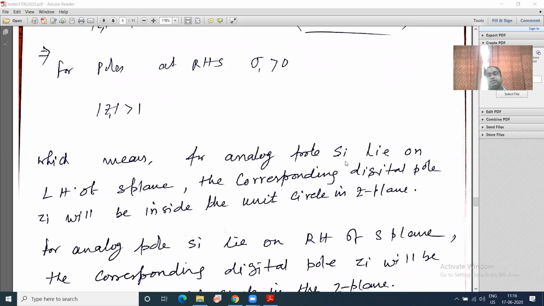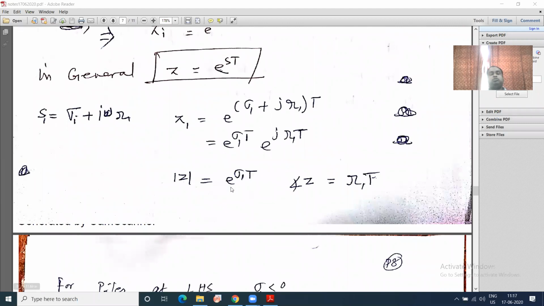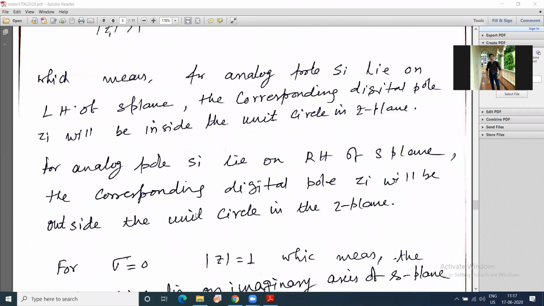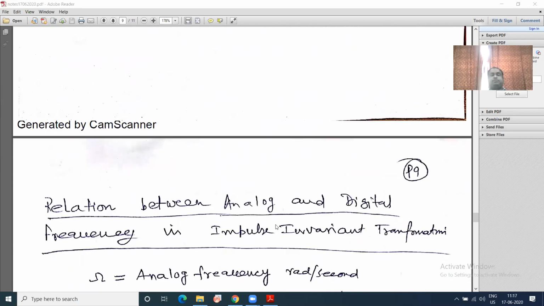Which means for an analog pole Si lying on the left of the S plane, the corresponding digital pole Zi will be inside the unit circle in the Z plane. For an analog pole Si lying on the right of the S plane, the corresponding digital pole Zi will be outside the unit circle in the Z plane. Now for sigma 1 equal to 0, Z equal to 1, which means the poles lie on the imaginary axis. The corresponding digital pole Zi will lie on the unit circle in the Z plane. These are the three cases. There is nothing beyond this.